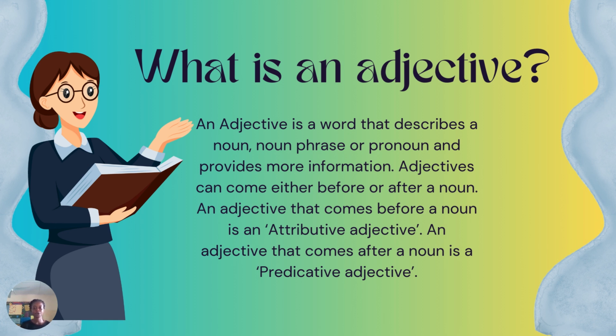An adjective is a word that describes a noun phrase or pronoun, and also provides more information. These adjectives are words that just tell us more about the nouns. They tell us more about the noun phrase, and they also tell us more about the pronouns in a given sentence. Now, adjectives can either come before the noun or after the noun.